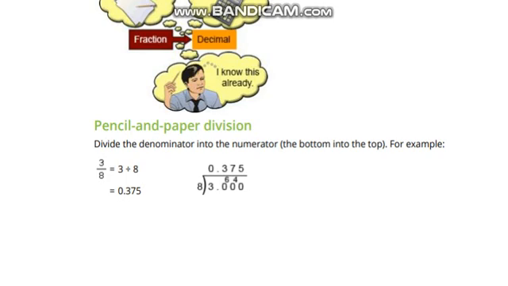How to do a pencil and paper division? You have to divide 3 by 8. Put 3 inside the division bracket and 8 outside. 3 divided by 8 cannot be done, so you put 0 here and then another 0 here. So 30 divided by 8 is 3. You get 24, then subtract as usual, and you get 0.375.